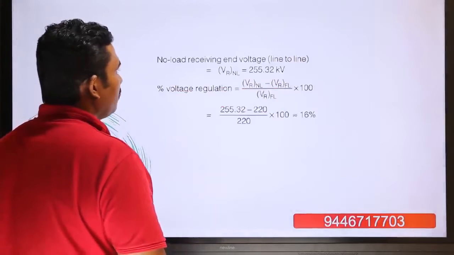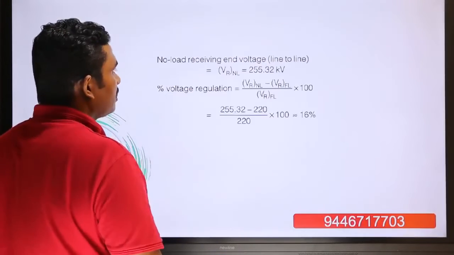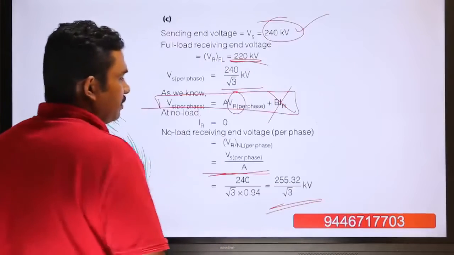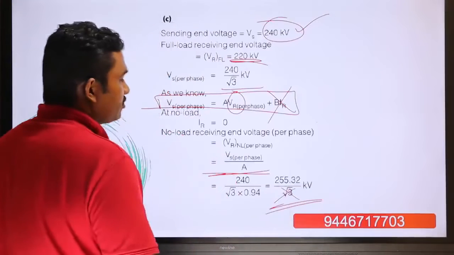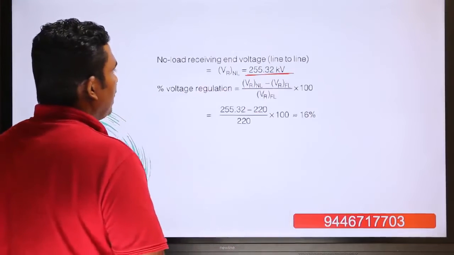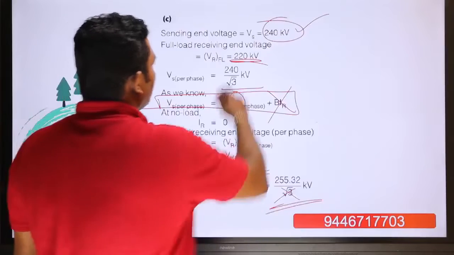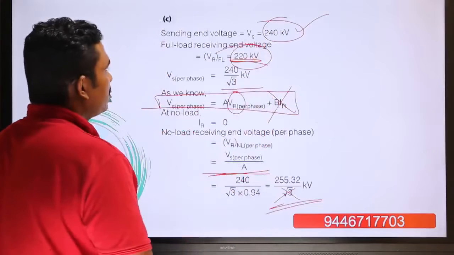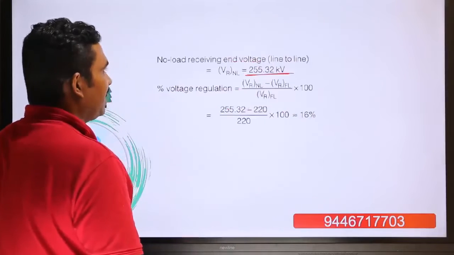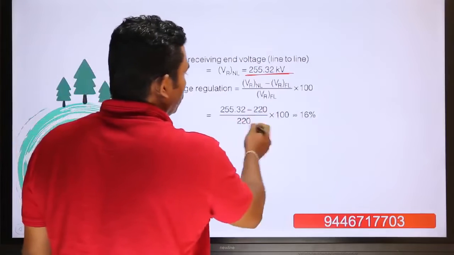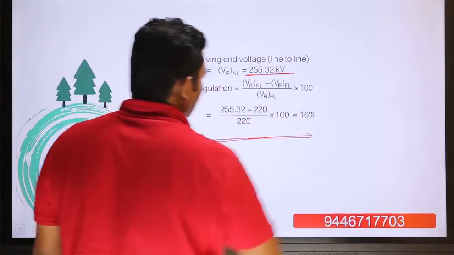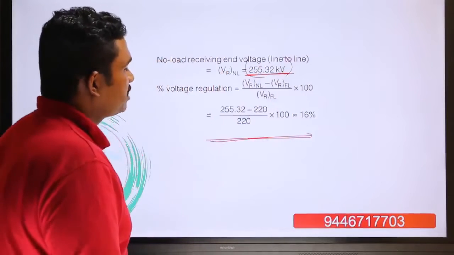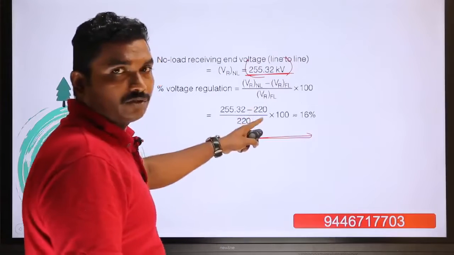So what is the no load receiving end voltage, the line to line voltage of the line? It is equal to 255.32, because the root 3 will not be there. And then what is the nominal receiving end voltage of the line at full load? It is 220 kV. So what is the voltage regulation of the line? It is the no load voltage minus full load voltage divided by full load voltage into 100%. So what is our no load voltage? It is 255.32.